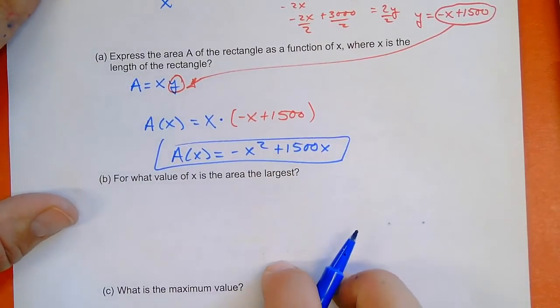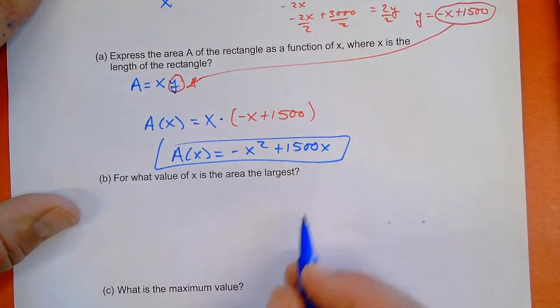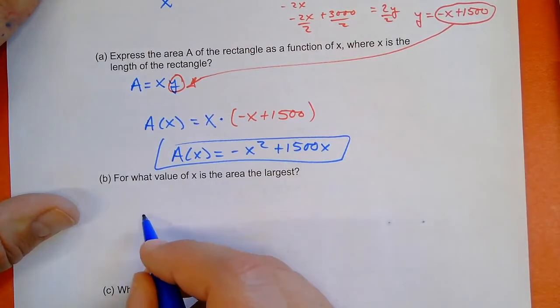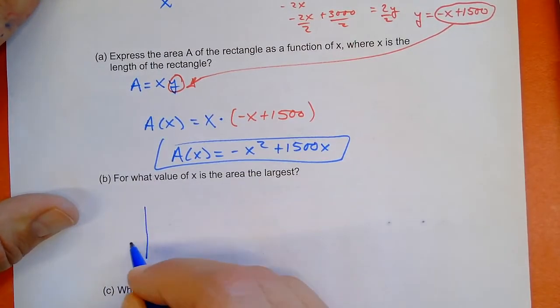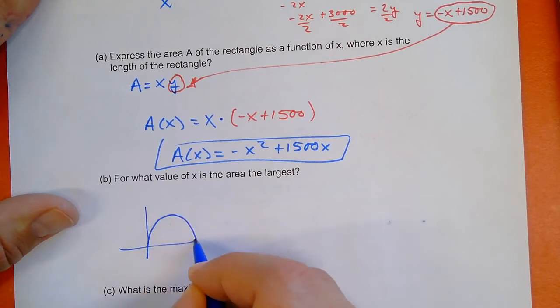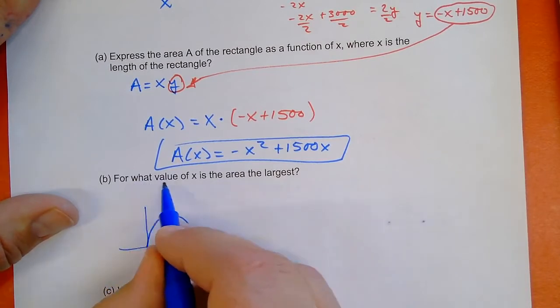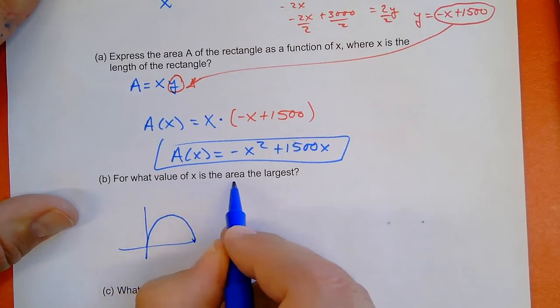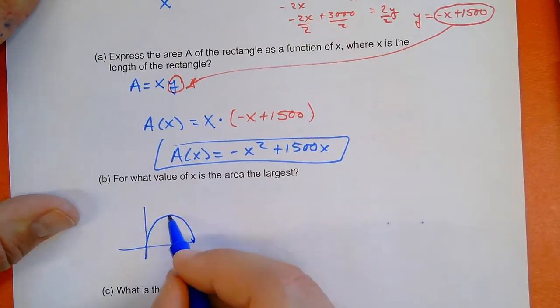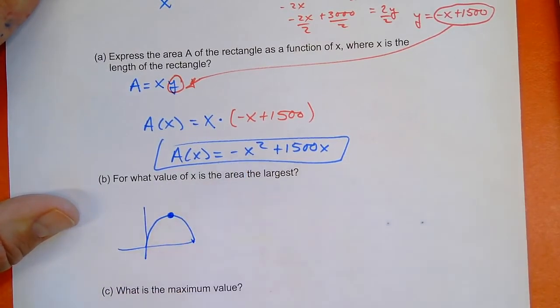Again, graphically, we should know that this is a nice, pretty parabola, so we're going to graph this thing. Something like this. And we're going to answer the next question: for what value of x is the area the largest? Again, we got a frowny face because that's a negative, and now we can find this maximum.